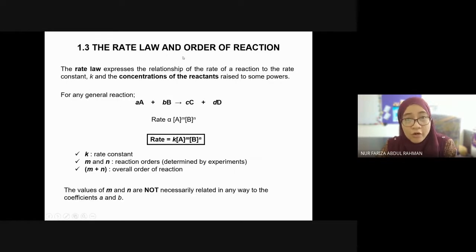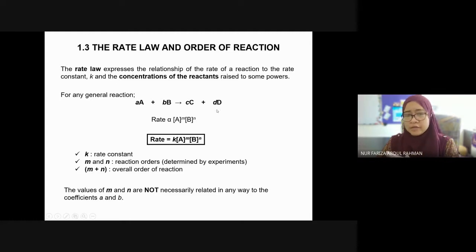So what is rate law and order of reaction? Rate law, macam ada law pula dekat rate ni kan. Ya, begitu ya. The rate law expresses the relationship of the rate of a reaction to the rate constant and the concentration of the reactant raised to some powers. Okay, for example, for any general reaction, consider this reaction, okay? So we have A, B, producing C and D.